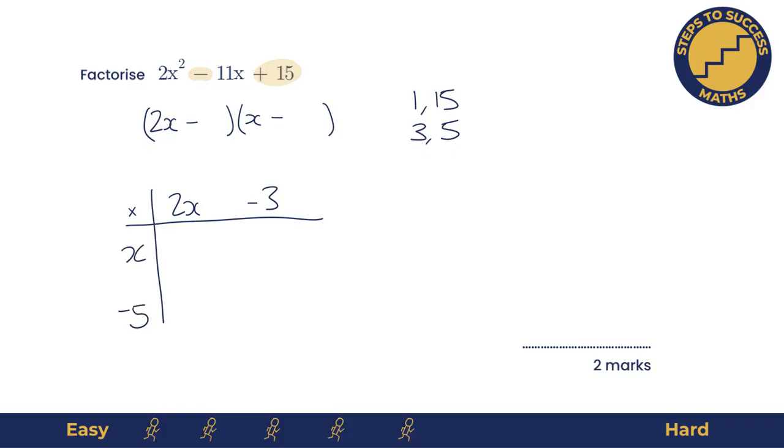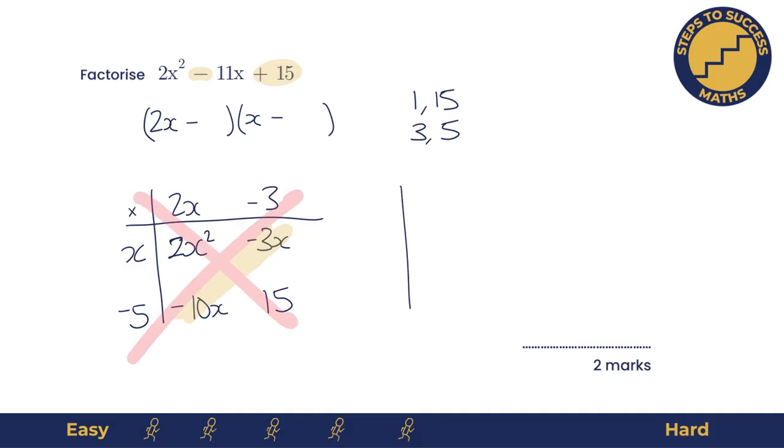So draw a table. 2x minus 3, x minus 5. So we've got 2x squared and positive 15, which we knew we would have. And now we're checking the x terms. Minus 3x and minus 10x. That doesn't make minus 11, so it's not this one. Let's try it the other way round.